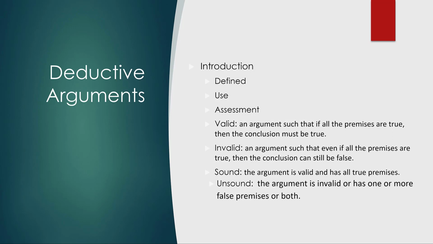Now, unsound can happen in multiple ways. So if it's invalid, unsound. If there's one or more false premises, unsound. If both of these are happening, invalid and one or more false premises, also unsound. So if you know an argument is unsound, you don't know much definite about it. You know it could be invalid, could have one or more false premises, or both.